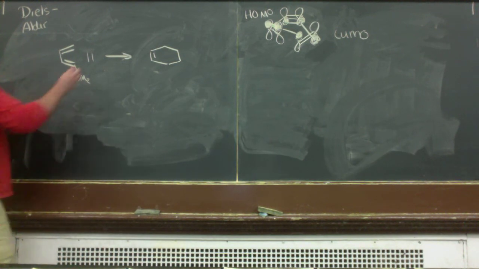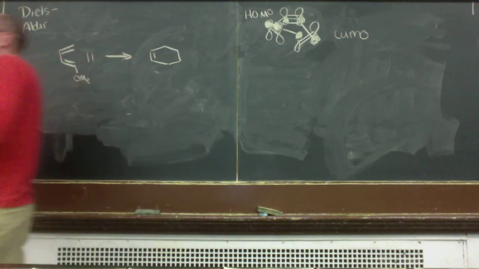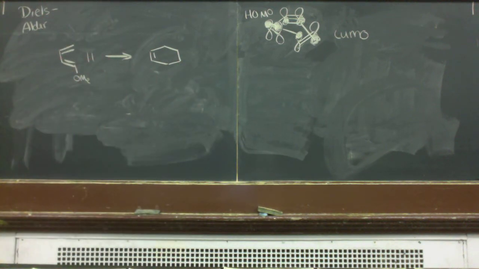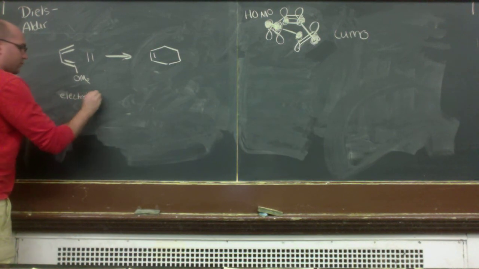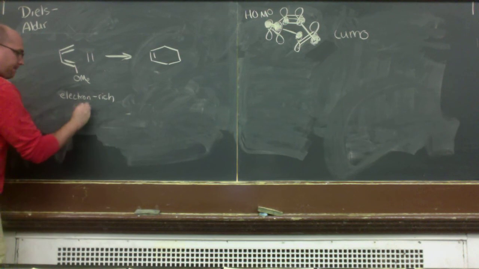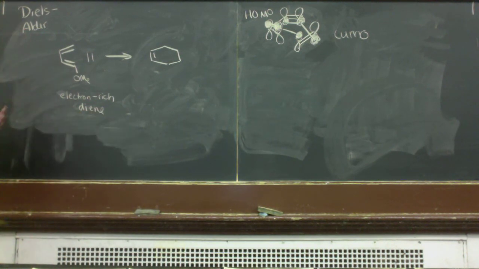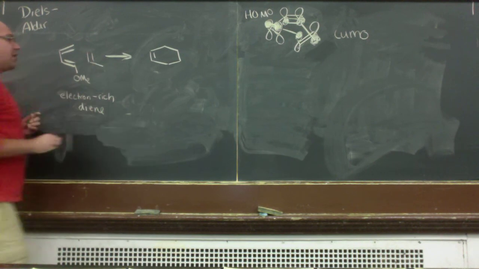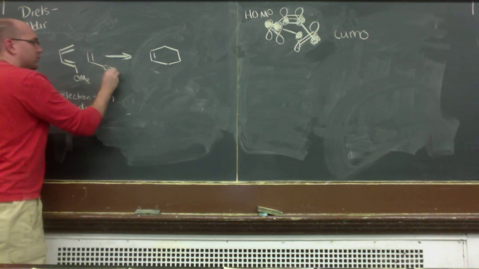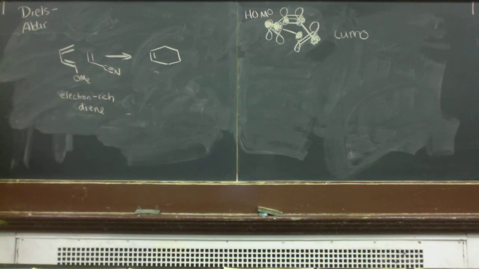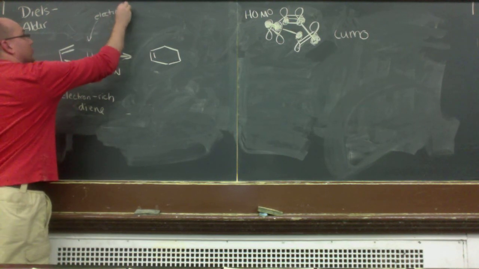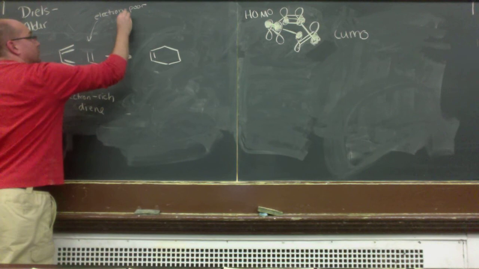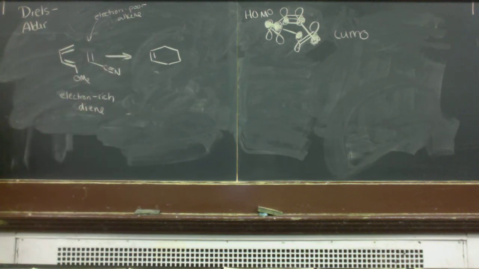And meanwhile, the LUMO, which is the unoccupied one, oftentimes you'll have electron withdrawing groups on that one. So oftentimes you have an electron rich diene, and you'll have an electron poor alkene, say, like acrylonitrile. So you'll have an electron poor alkene. And so this might make sense.